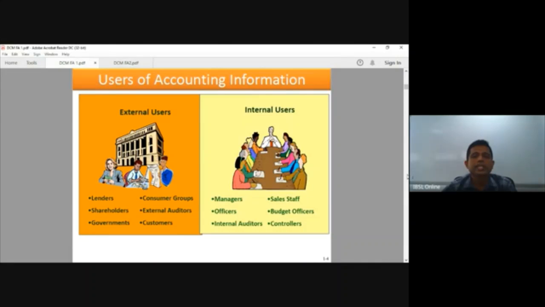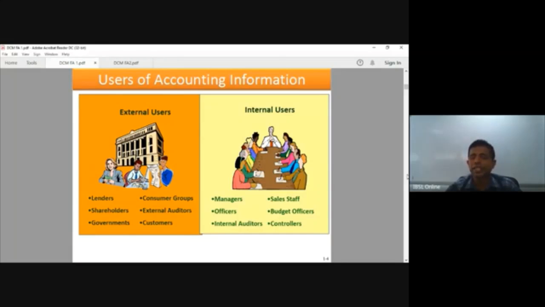Then the users of accounting: external users and internal users. In a normal business organization, not a bank, if you take a normal grocery or a normal entity, the external users will be the lenders. Lenders means the banks and other financial institutes, right? Then shareholders, and the government is worried about accounting because they need to collect their respective taxes. Then external auditors, and customers are also worried. If you take a bank, all the customers are worried about the financial statements of that bank, right?